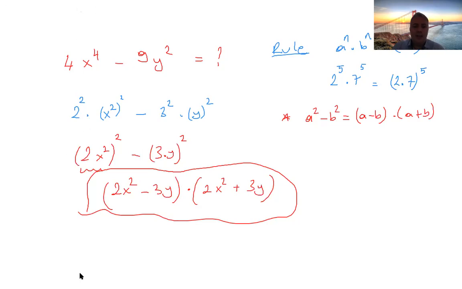Now, this is our question. 4x to the 4, 9y squared. Let me clean. 4x to the 4, 9y to the power of 4. How can we rewrite this? Rewrite, or better, factorize. How can we do this?